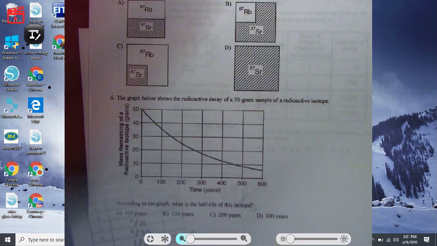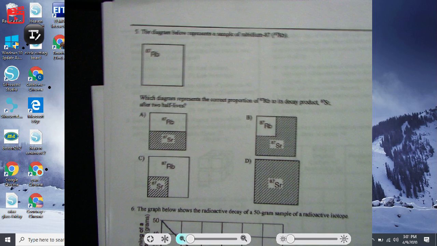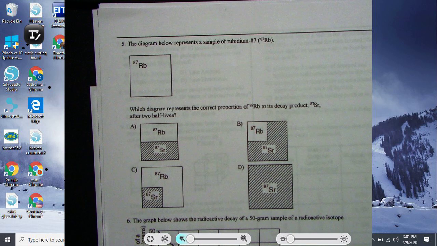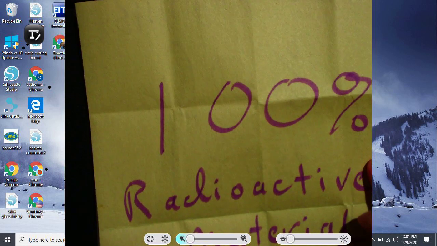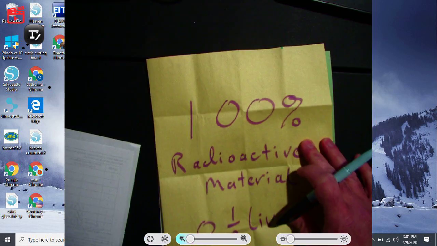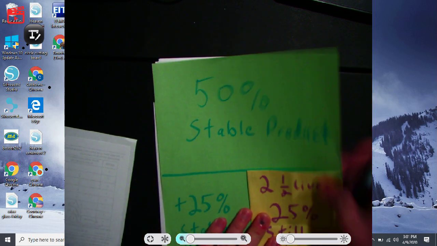Now, this should look familiar. I actually created that little foldable to look at these types of questions. It says the diagram below represents rubidium-87. Which diagram represents the correct proportion of Rb-87 to its decay product, Sr-87, after 2 half-lives? Here's our illustration. 100%. Here's 1 half-life, here's 2 half-lives. So it should look like that.